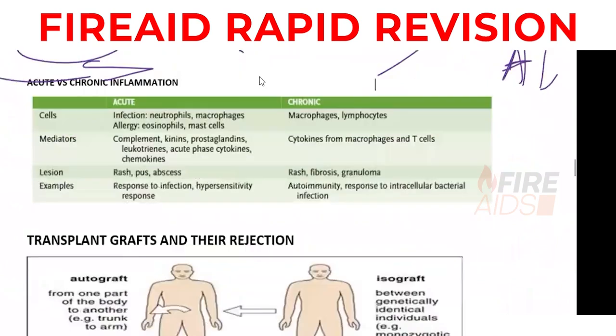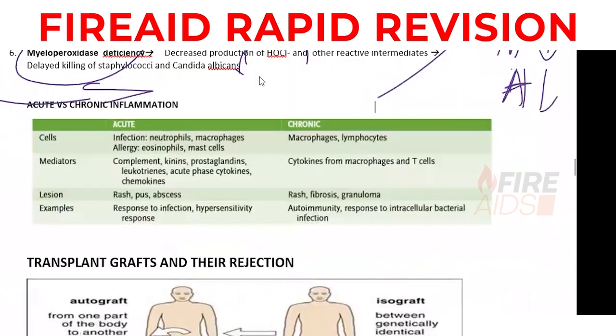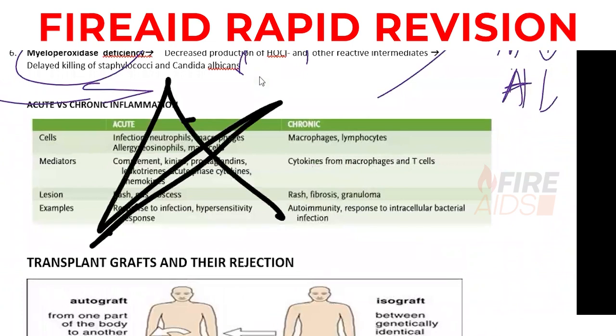I am skipping this point, acute versus chronic inflammation. We talked a lot about acute versus chronic inflammation, so I'm skipping this point.